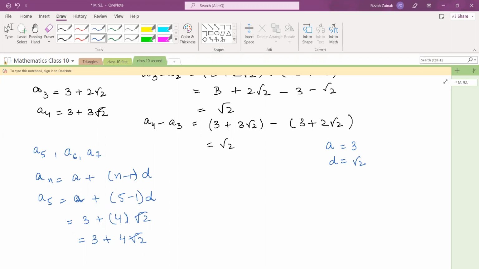Okay, now do the 11th part. Check whether it is an AP or not: A square, A cube, A4.